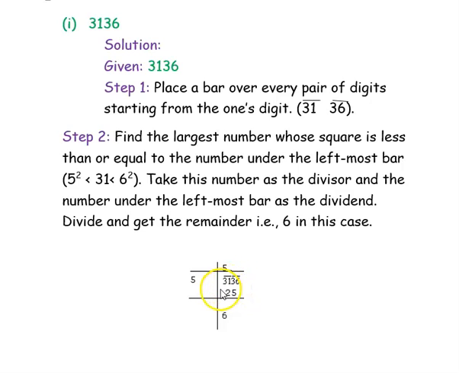We want to find a number such that the square of the number is less than or equal to this number. Suppose if you take 5 square, then it will be 25, which is less than 31. If you take 6 square, then it will be 36, but it will be more than 31. So we cannot write 6. So I am going to write 5. So 5 into 5, that is 25. So 5 is the quotient here. Now I am subtracting this 25 from 31. So 31 minus 25, I will get 6 as the remainder.